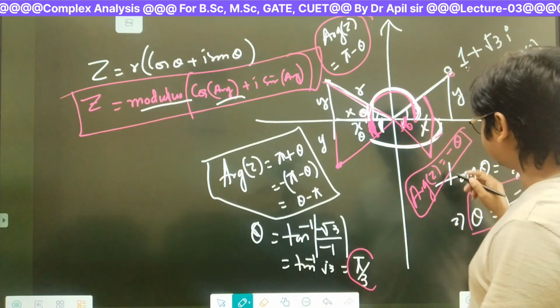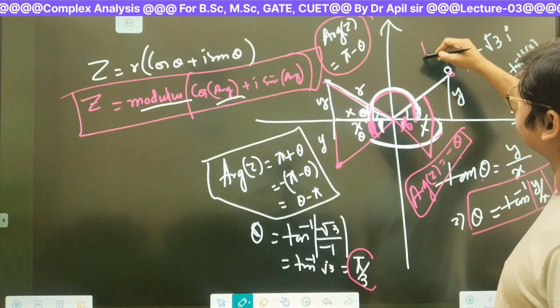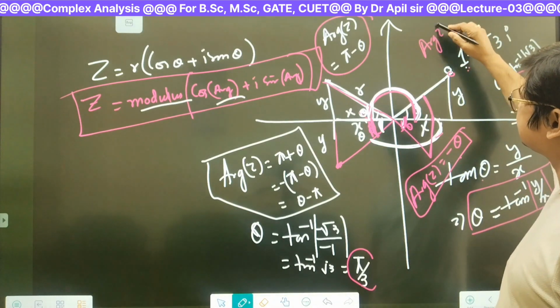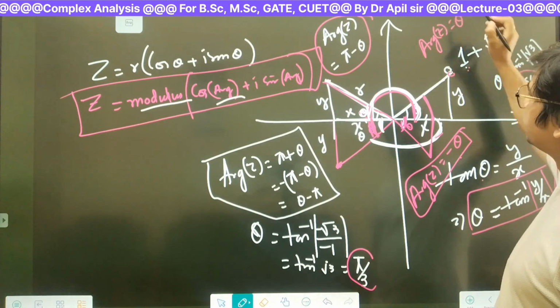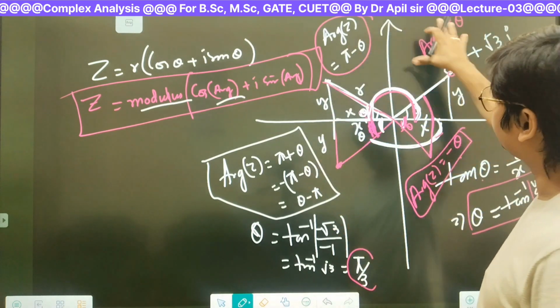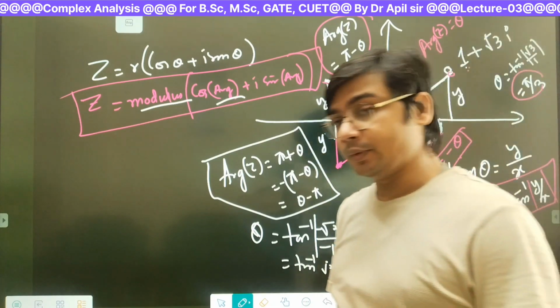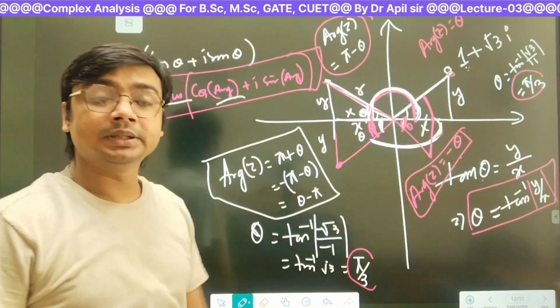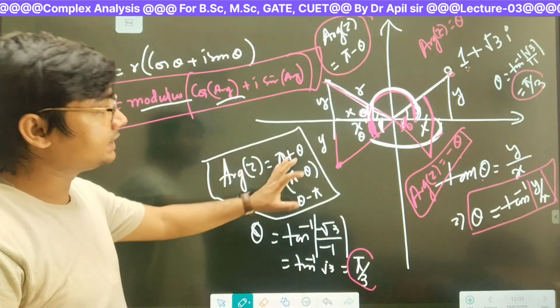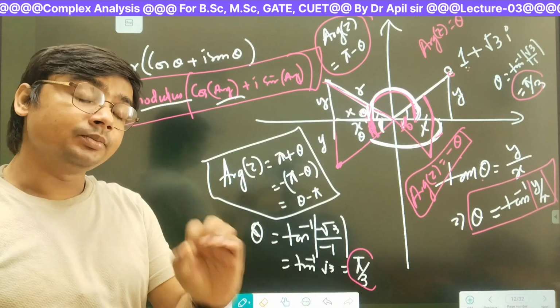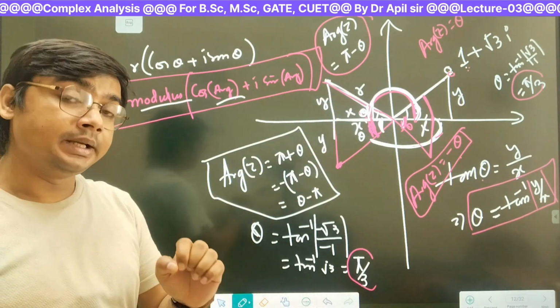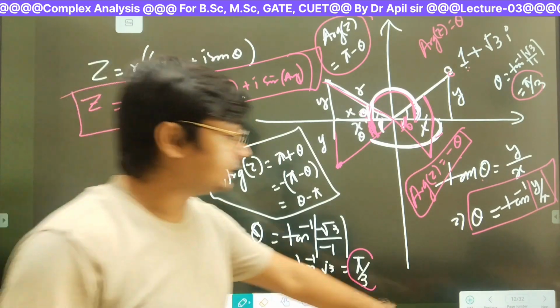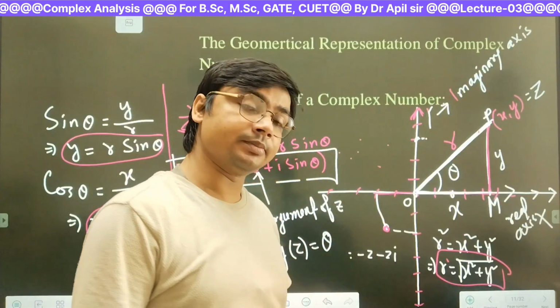So these are the formulas for argument, and in the first quadrant, this is theta, right? Of course this will be theta. So these four formulas are important for argument, right? And hope you can easily remember these formulas, and by using these formulas we can easily find the argument of any complex number, and also we can easily find the modulus by using this formula.